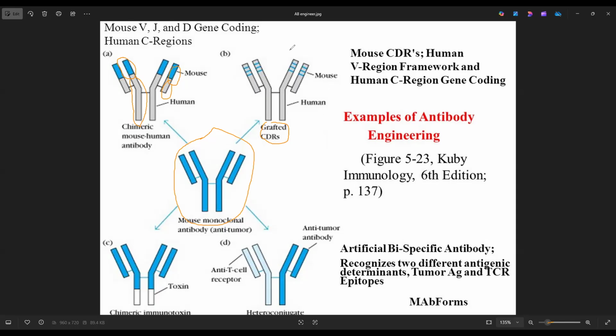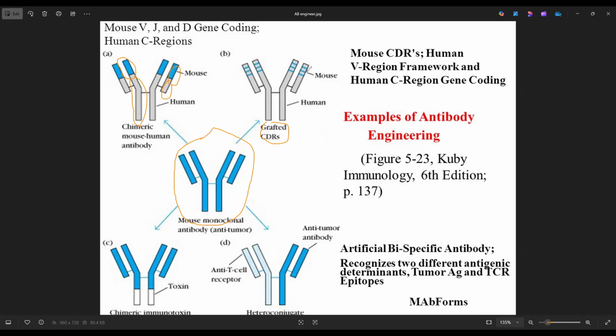So in the case of grafted CDRs, we know that these CDRs are complementarity determining regions. These complementarity determining regions are small segments of the variable region which show binding with the epitope. So these regions have to be retained. They should be from the mouse, and the rest of the antibody will be from the human being. And then there will be no problem of immunogenicity.